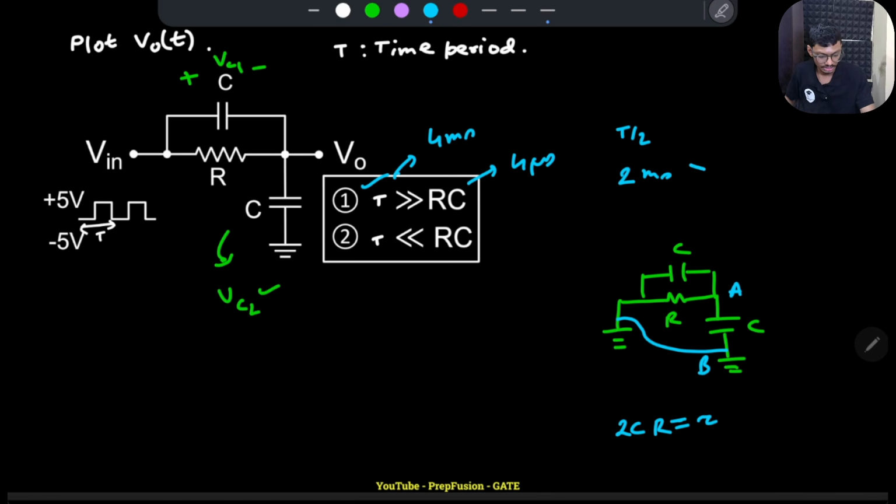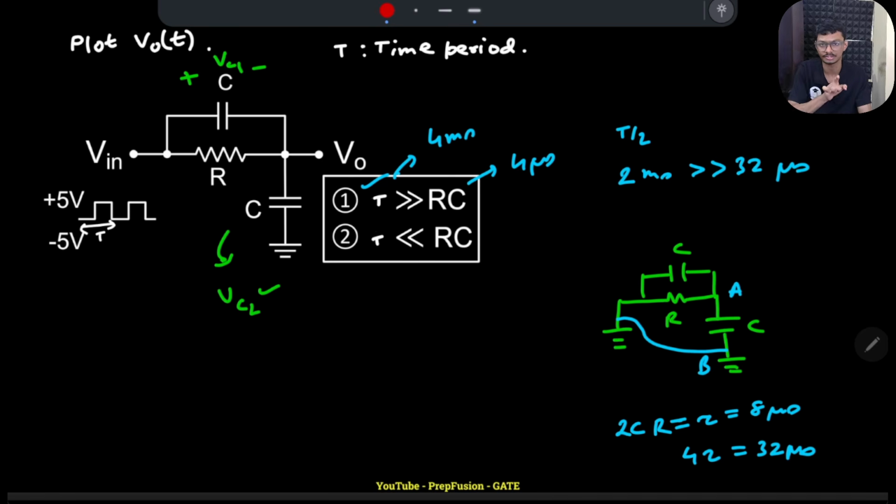2 millisecond must be much greater than what? The time constant, or I can say 4 tau, because 4 tau is the time or duration that a circuit takes to reach steady state, right? So if RC is 4 microsecond, 2RC would be tau. So 2 tau is equal to 8 microsecond and 4 tau would be 32 microsecond. So does this relation still hold true, that 2 millisecond is much greater than 32 microsecond? Yes. So capital T by 2 is still much greater than 4 tau.